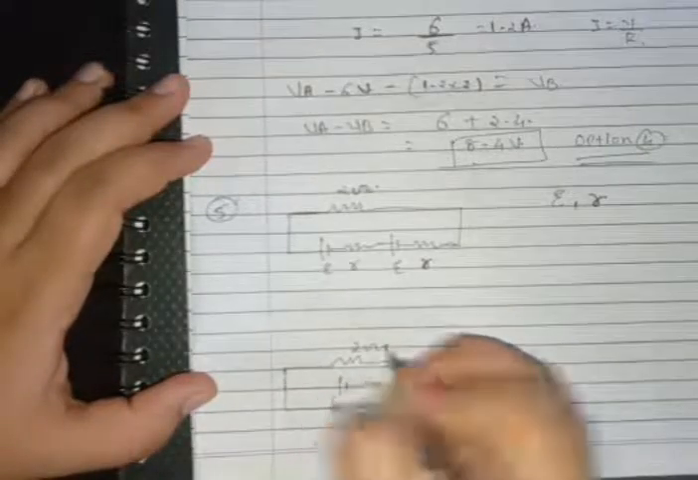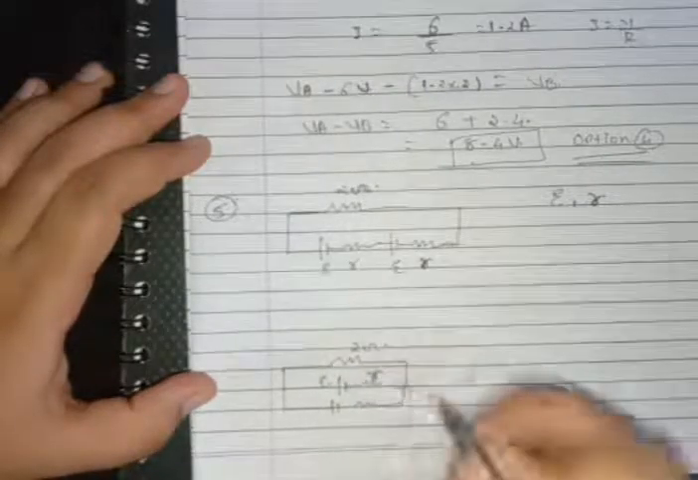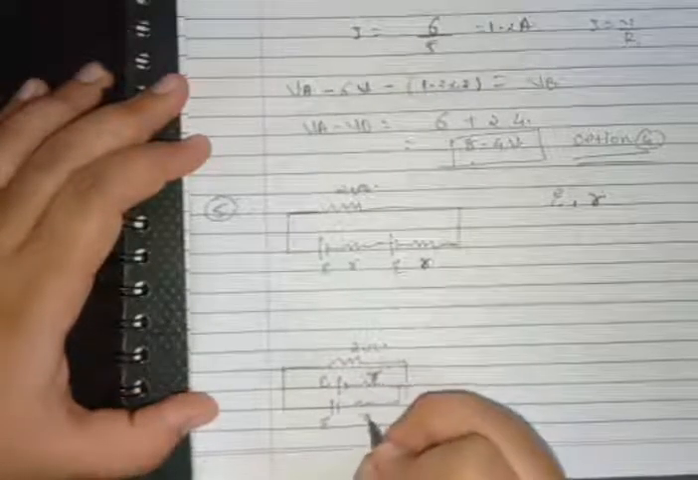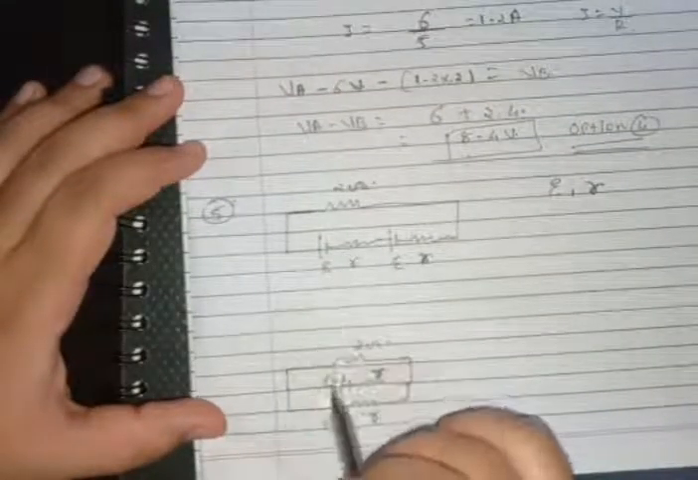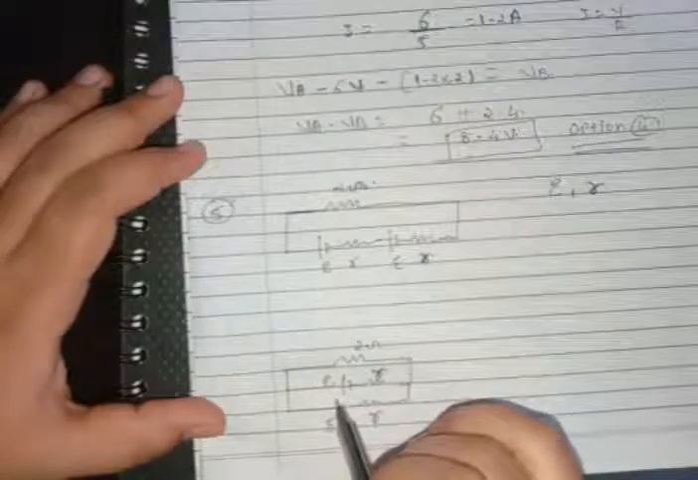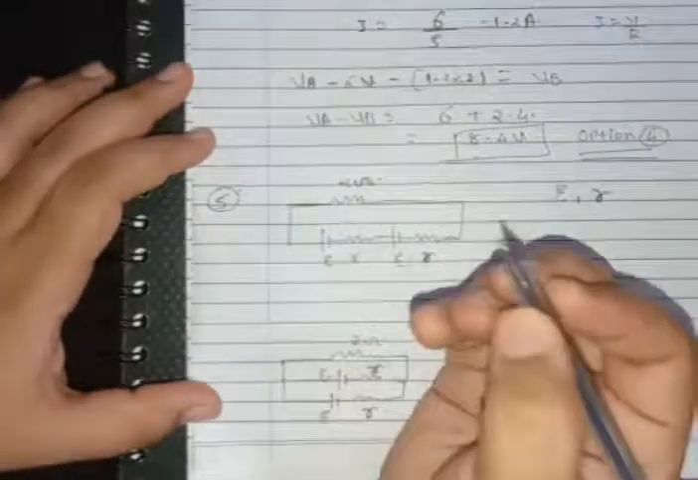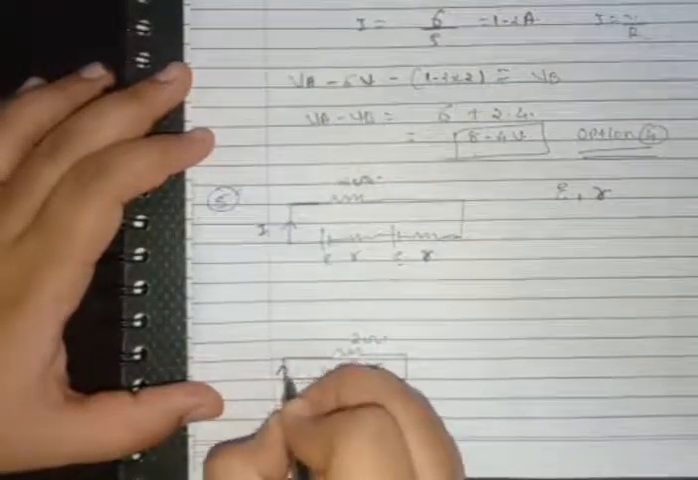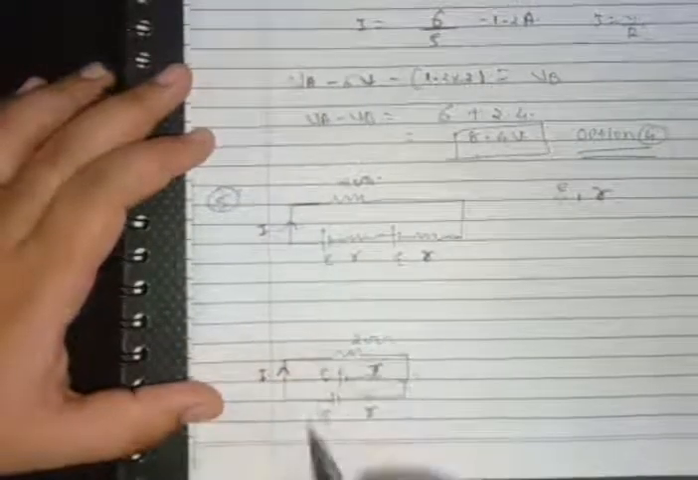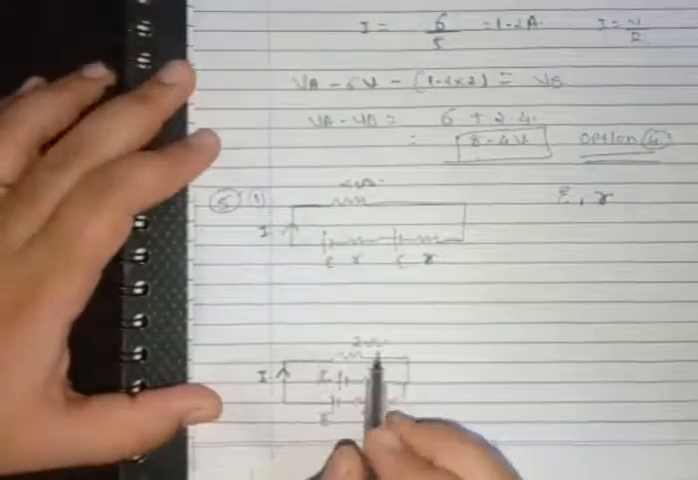This is the 2 ohm resistor. This is one cell of EMF E and internal resistance r, another identical cell. It is given that in both the cases the current is the same. So we want to find the internal resistance of the cell. Let's say the current in both the cases is I through the 2 ohm resistor. First we will find the current through this circuit.